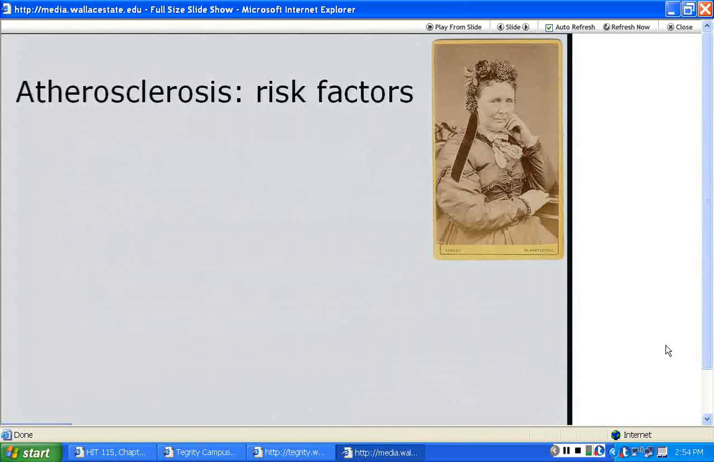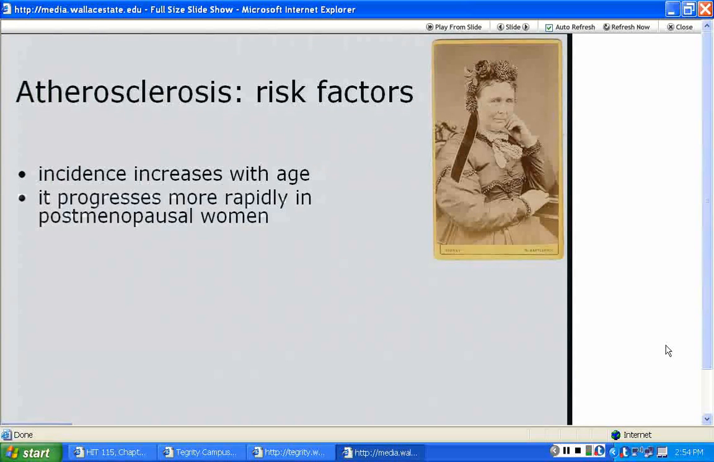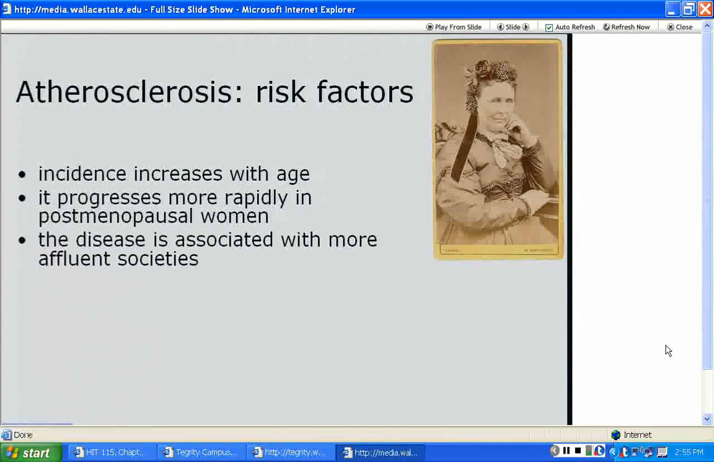The risk factors. I've included a picture here because so much of the risk of atherosclerosis depends on your heredity, on whether your mom and dad and grandmother or grandfather had atherosclerosis. This is an inherited factor. The incidence increases with age. It certainly progresses more rapidly in postmenopausal women because of the decrease in estrogen.